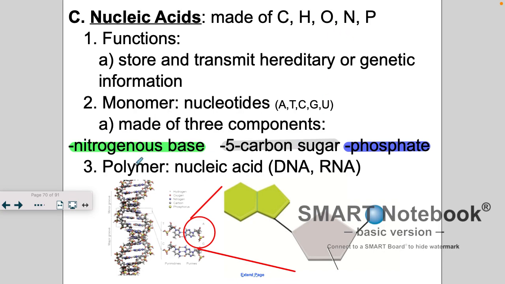The polymer for nucleic acid is basically a nucleic acid. So this is the polymer, this is the monomer. There are only 2 types of nucleic acids that I know of, DNA and RNA. And we'll spend quite a few chapters discussing both of these.